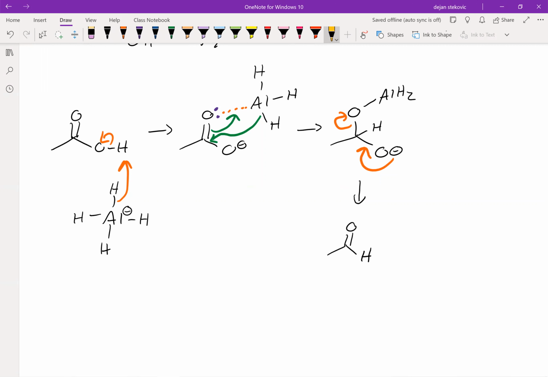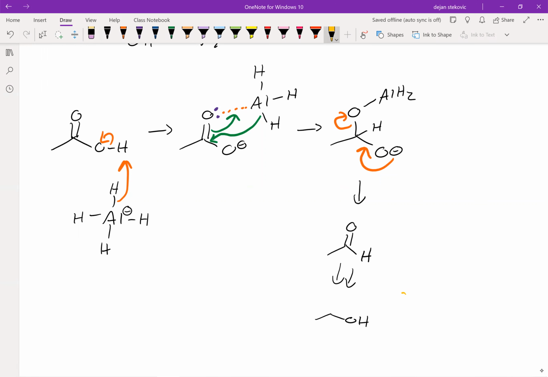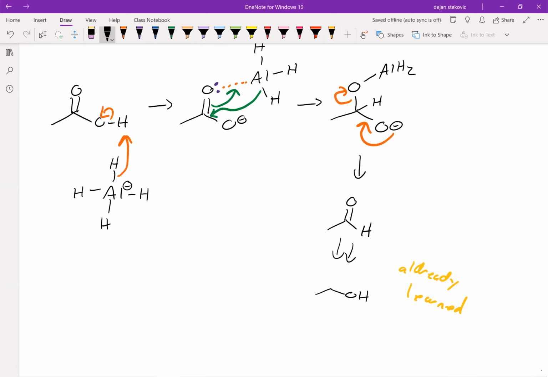This will continue to go to a carboxylic acid, or my bad, an alcohol, but we already learned this, so I'm not going to go over the mechanism. Review it if you need.